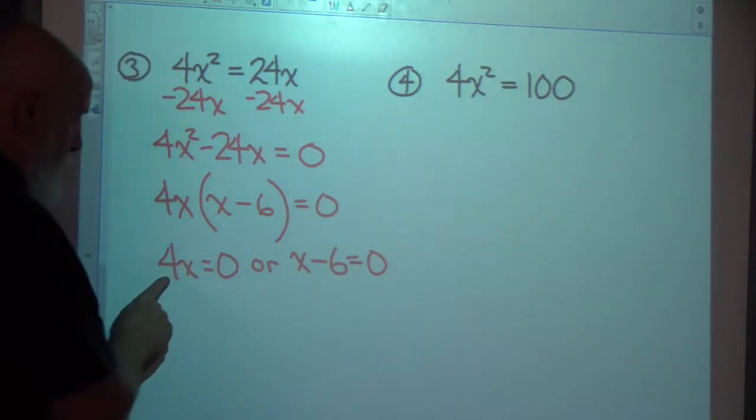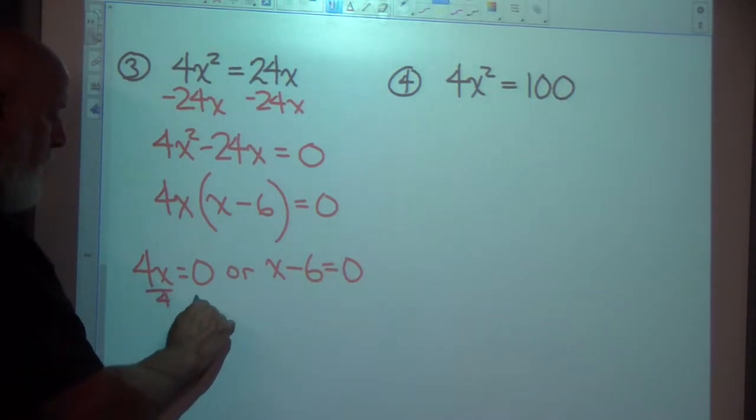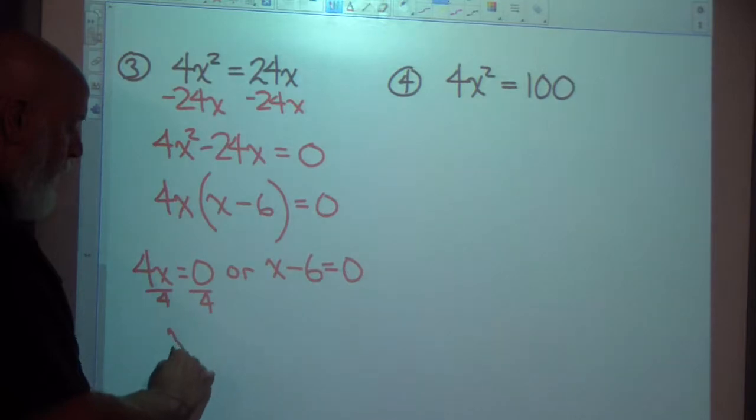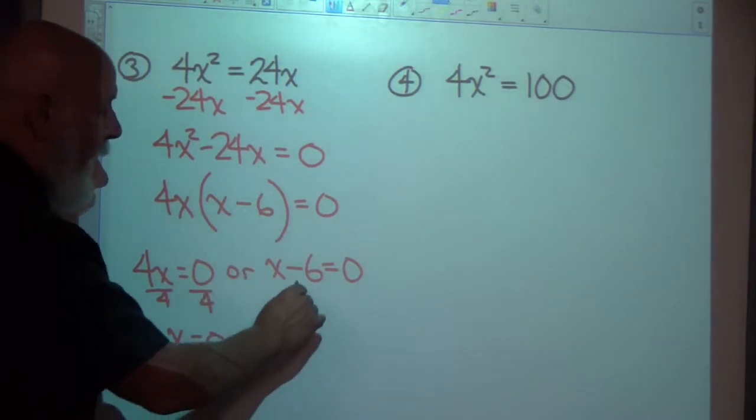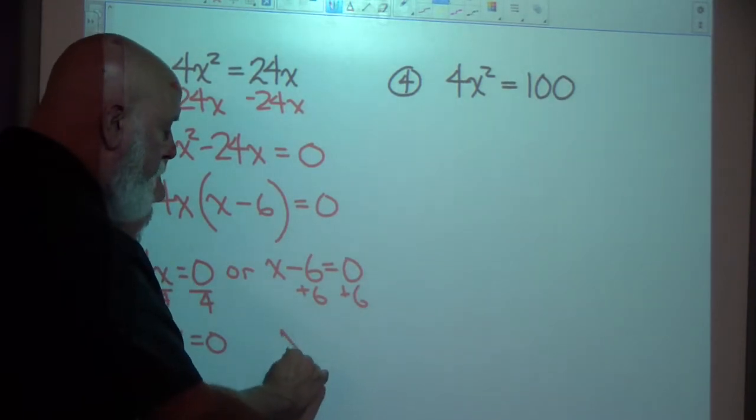And I solve both of them. In order to solve this one, I divide both sides by 4. That gives me x is equal to 0. Or I add 6 to both sides here. X is equal to 6.